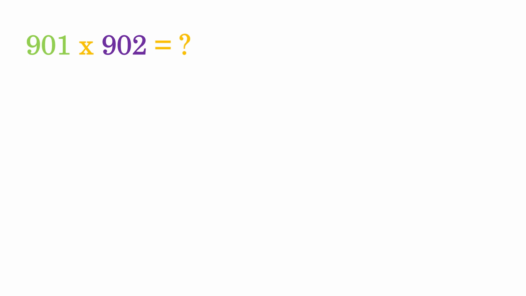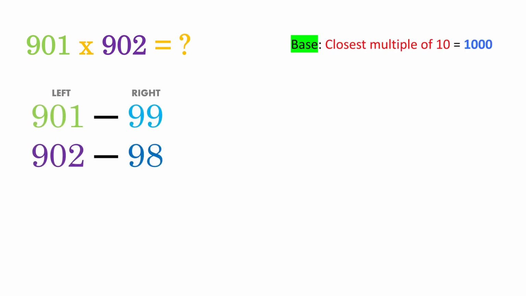Here we have 901 times 902. So we want to do this normally, right? So we set up our base, which is 1,000, and then we set up our chart. So we have our left and our right, 99 and 98. But wait, how do you multiply 99 times 98? Remember, the objective is not to use a calculator.